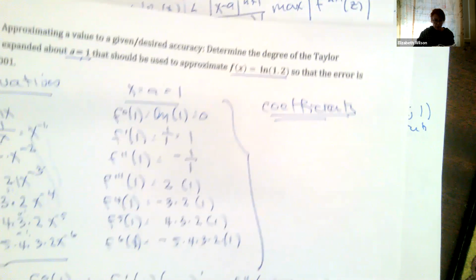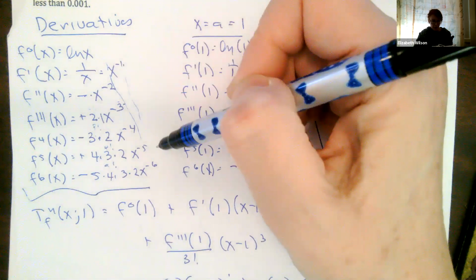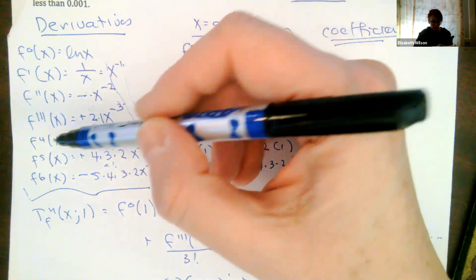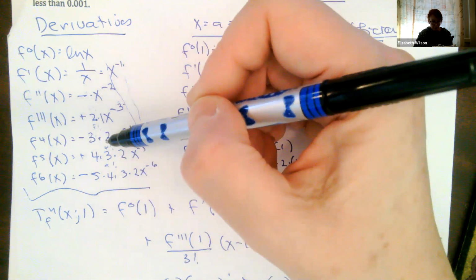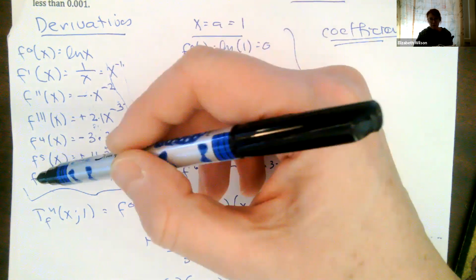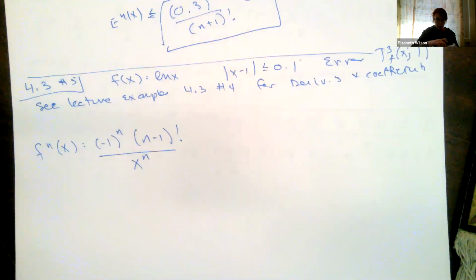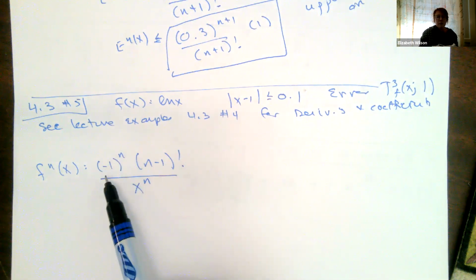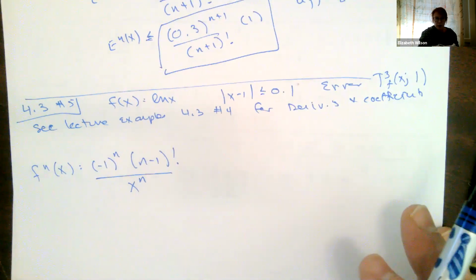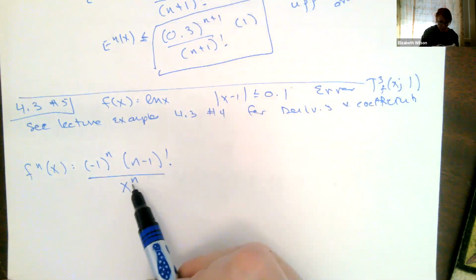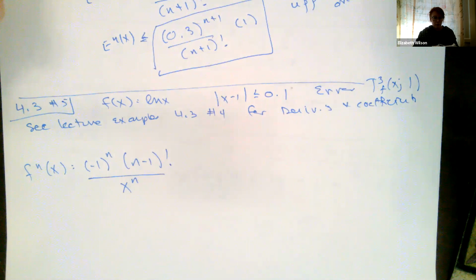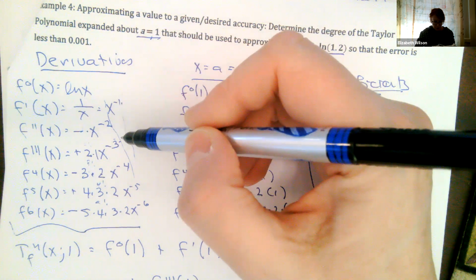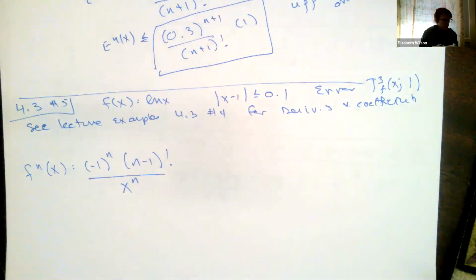We did this yesterday when we came up with our derivatives for ln of x. My coefficients are n minus 1 factorial. So my fourth derivative has 3 factorial, fifth derivative has 4 factorial, sixth derivative has 5 factorial. That's where I'm getting n minus 1 factorial. I don't worry so much about the negative 1 to the nth power because I'm going to take the absolute value of it. The x to the n comes from our derivatives as well. I've got 1 over x squared, 1 over x cubed, 1 over x to the fourth, so on and so forth. So this is 1 over x to the n.